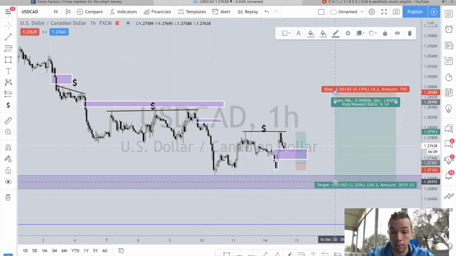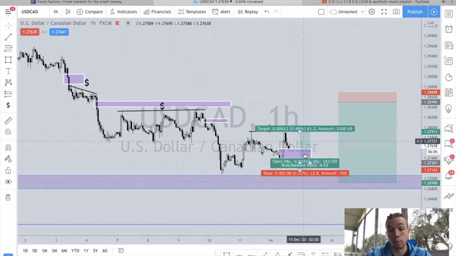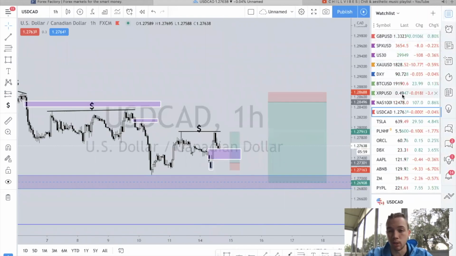What are we going to target? Maybe this imbalance. Look, you're already looking at an 8-to-1. So it all depends on what you want to wait for. Maybe you take the beginning of the week buy and play it into the end of the week sell. So that's really it for UCAD. I don't be trading UCAD too much.